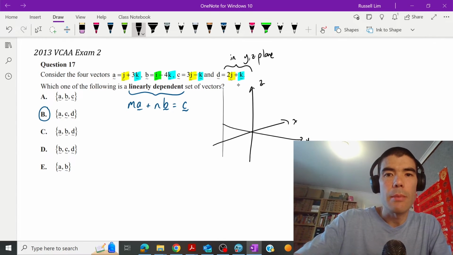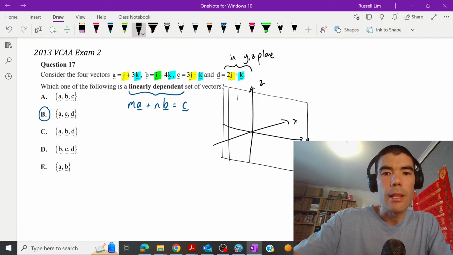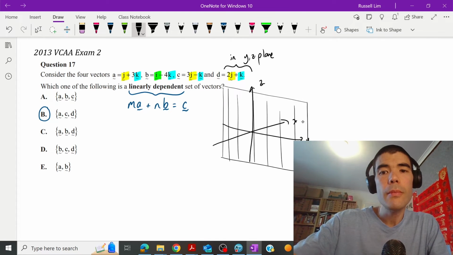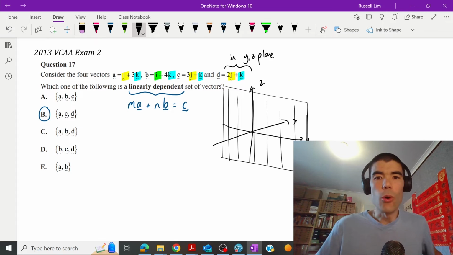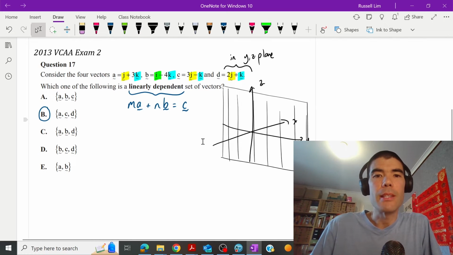So this is going to be the YZ plane, parallel to the Y and Z axis, something like that. Okay, vectors A, C, and D are all in there. Vector B is not. If they're in the same plane, they're linearly dependent.